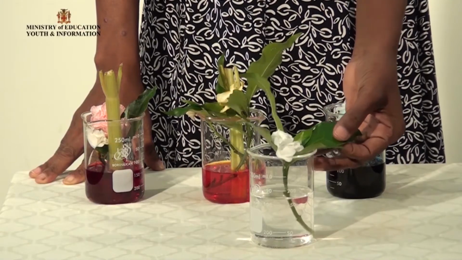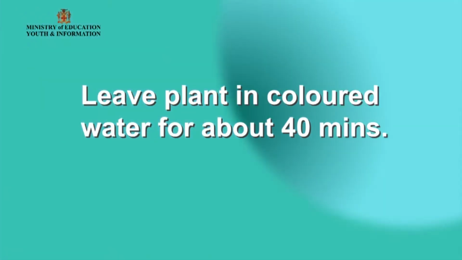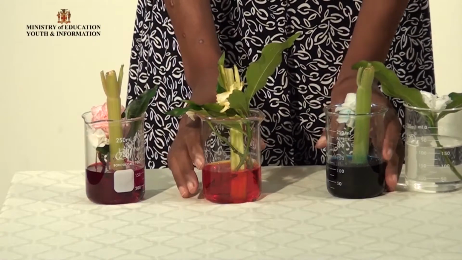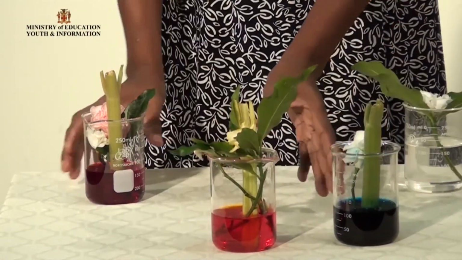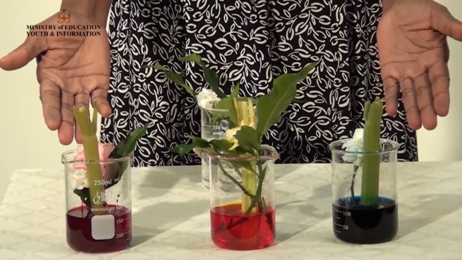and here we have added red food coloring. Now this particular investigation may take a little while, so you would have to leave your flower, your plant, inside these colored solutions or colored water for at least 40 minutes. At the end of 40 minutes, you would go back and observe what you see. Now we went ahead and actually set up this investigation so you could see it in a very short space of time. Now I want you to observe these flowers.